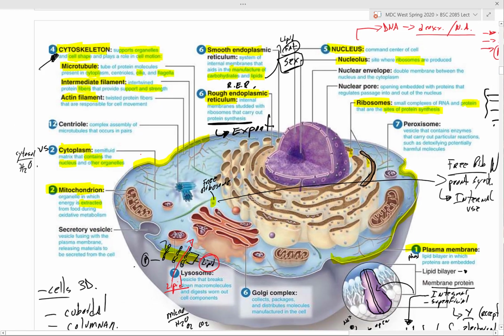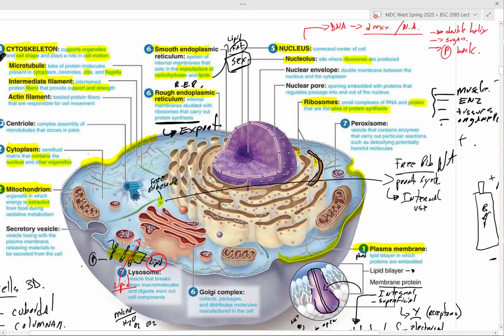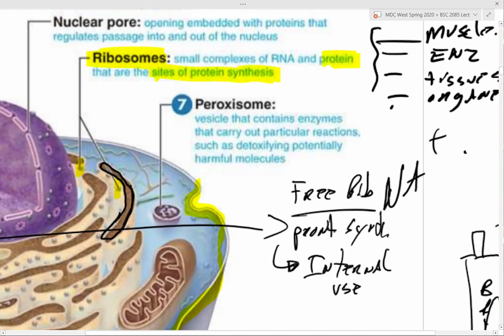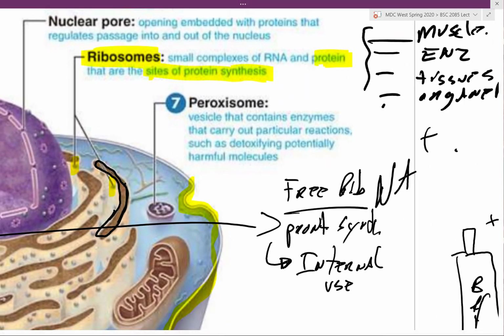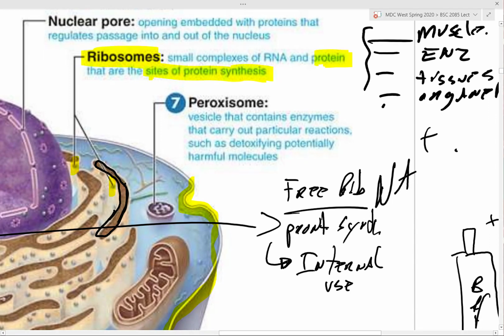Okay, so the next one is your peroxisomes. So what do peroxisomes do? Peroxisomes have hydrogen peroxide inside them. We kind of did talk about them. They contain enzymes, and these enzymes are the enzymes that allow you to detoxify. Okay, so these enzymes create hydrogen peroxide and they detoxify.